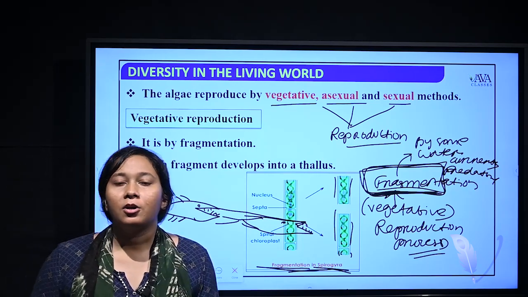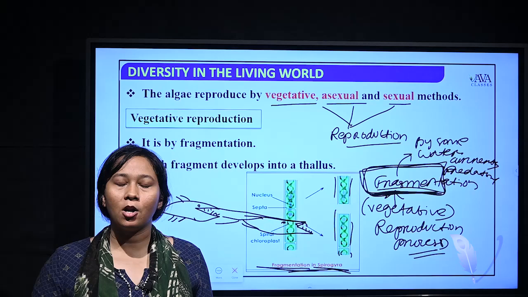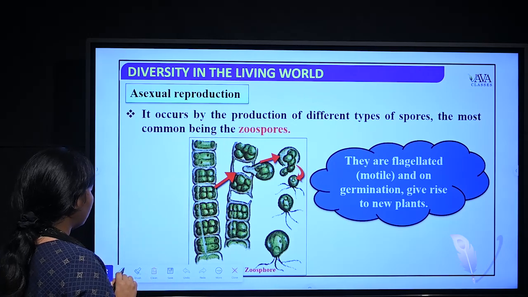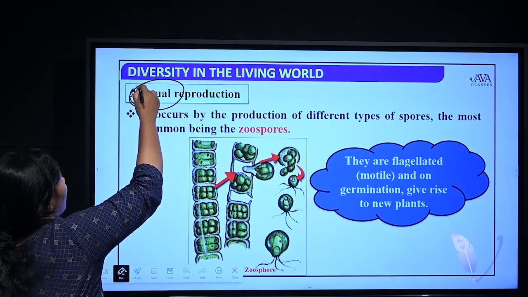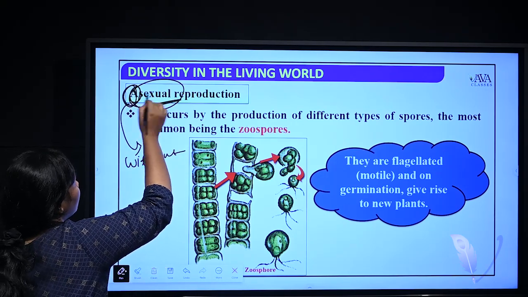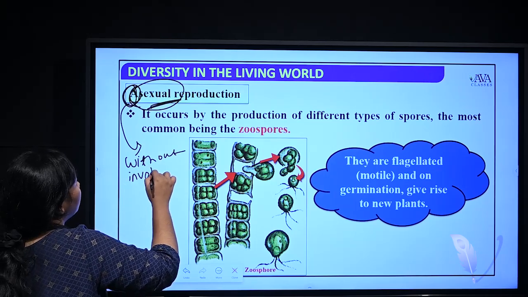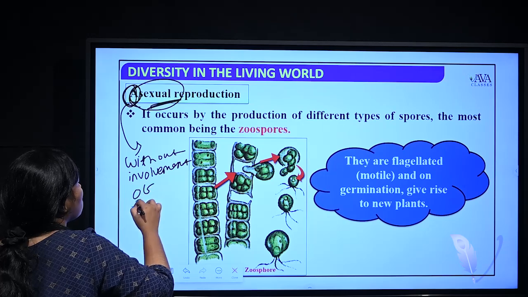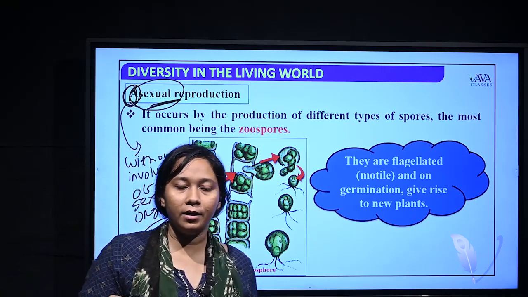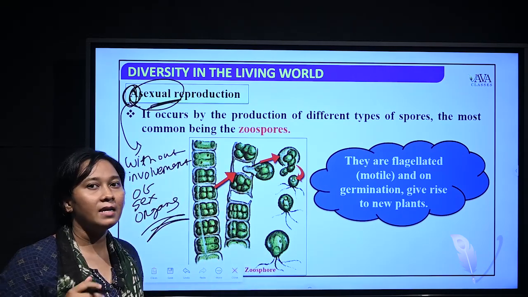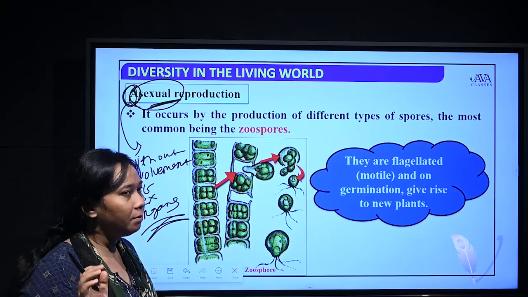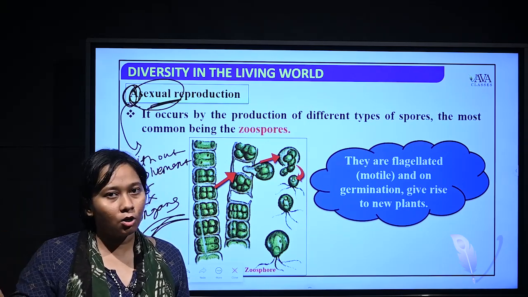So another type of reproduction process, that is asexual reproduction, can also be seen in algae. So A means what? A means without. Asexual means without involvement of sex organs. So they do not need another parent for their reproduction process. They individually are self-sufficient to produce another complete plant. So an individual parent is responsible for their daughter cells.